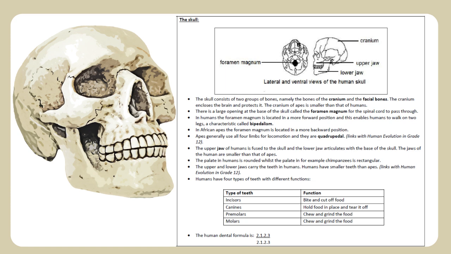Humans have 4 types of teeth with different functions. Type of teeth, function. Incisors: bite and cut off food. Canines: hold food in place and tear it off. Premolars: chew and grind the food. Molars: chew and grind the food. The human dental formula is 2.1.2.3.